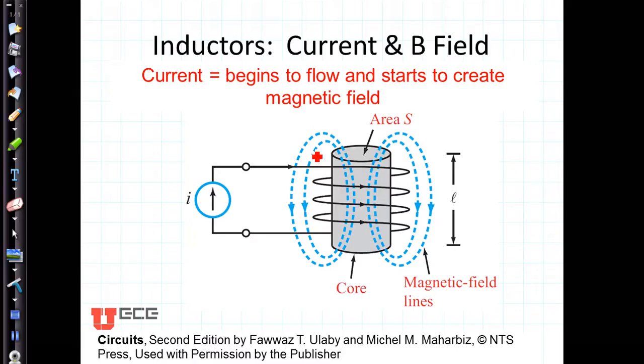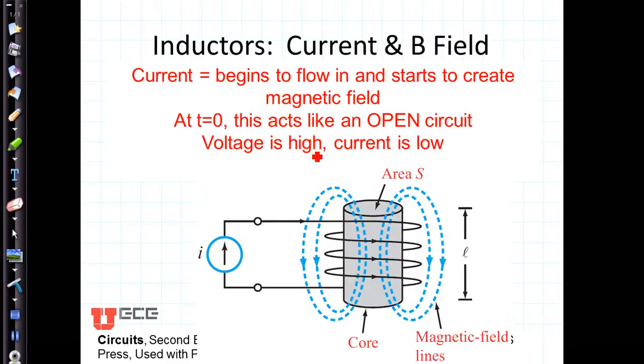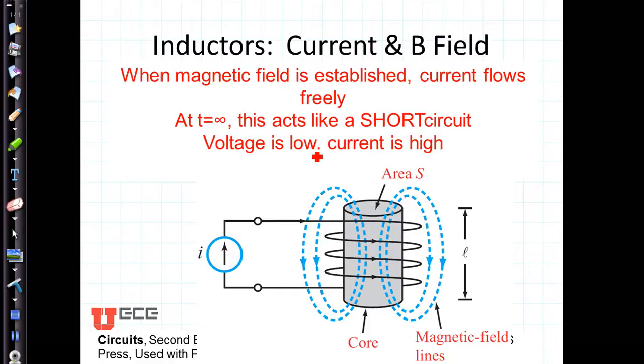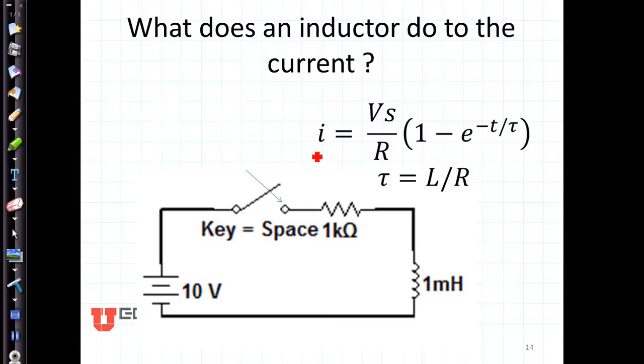So the way this works is current begins to flow in the inductor and it starts to create a magnetic field. At time t equals 0, this acts like an open circuit. The voltage is high and the current is low. But very quickly, as soon as the magnetic field is established, the current flows freely, so at time t equal infinity it acts like a short circuit, where the voltage is low and the current is high.